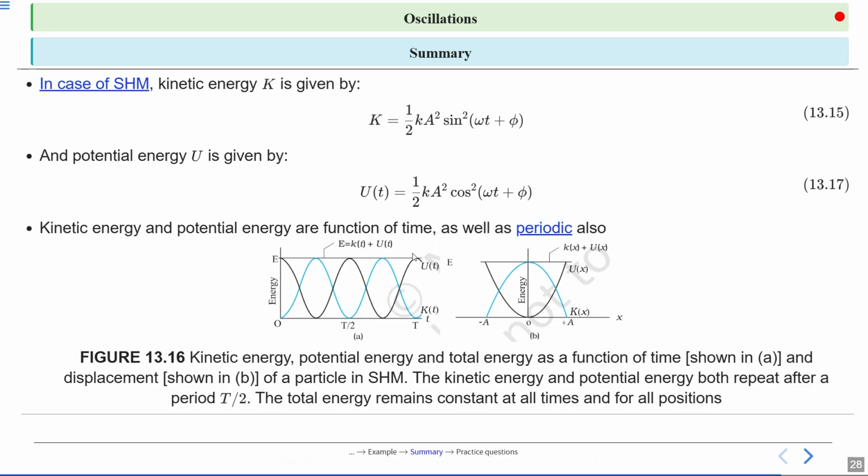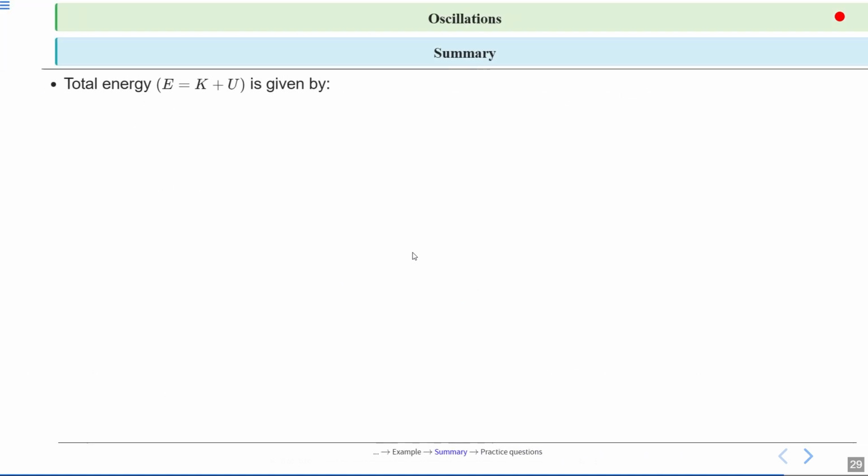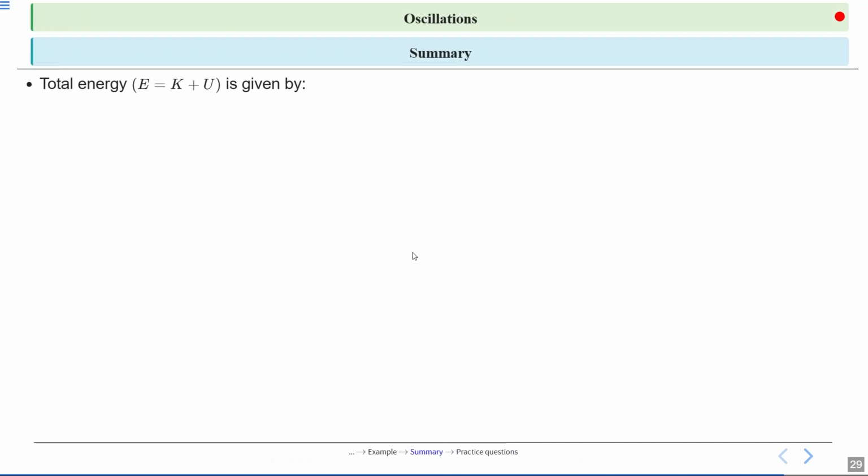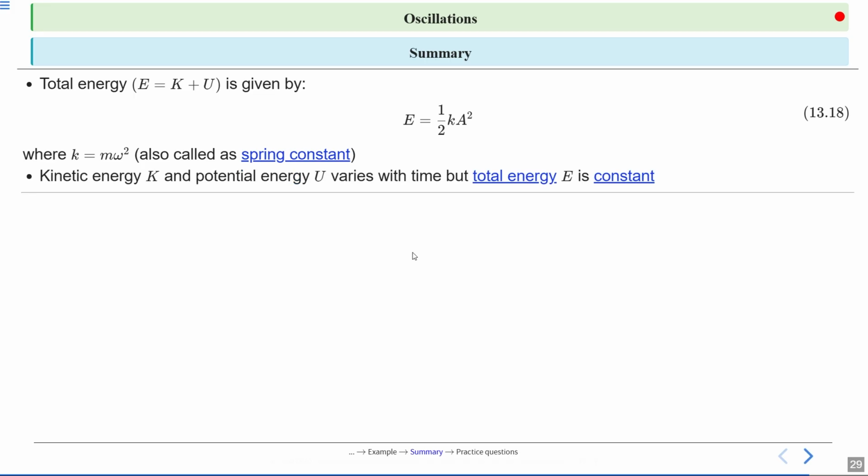However, the total energy, which is the sum of kinetic and potential energy, stays constant throughout the motion. Total energy is given by E equal to 1 by 2 k A square, where k is equal to m omega square, also called the spring constant. Kinetic energy K and potential energy U vary with time, but total energy E is constant.